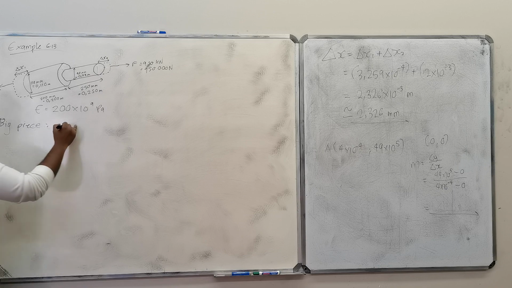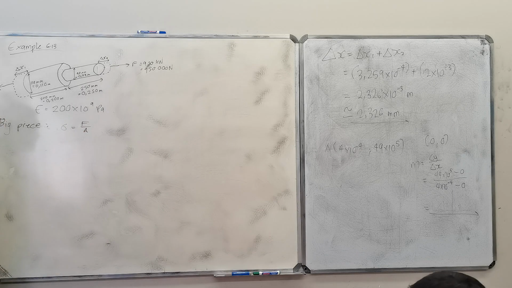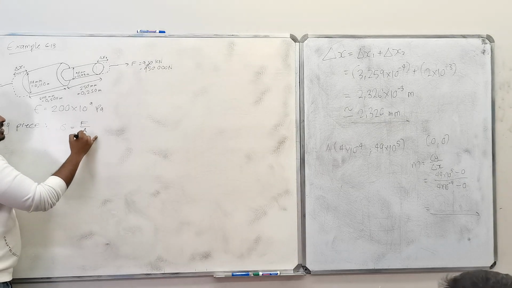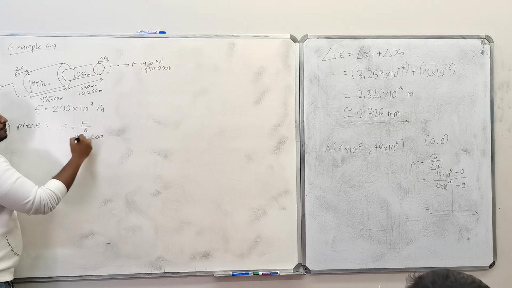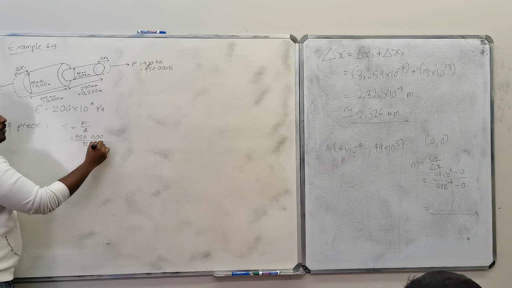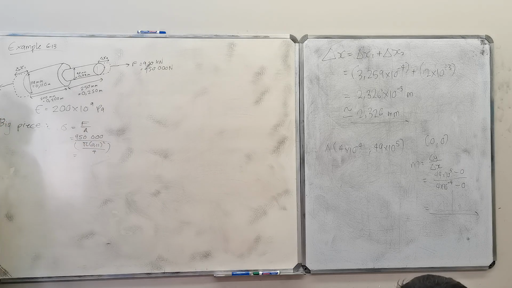Let's work out the stress. Stress is force over area. It's a round bar. The force is 950,000 all over pi times the diameter, 0.11, squared over 4. So what's your stress?